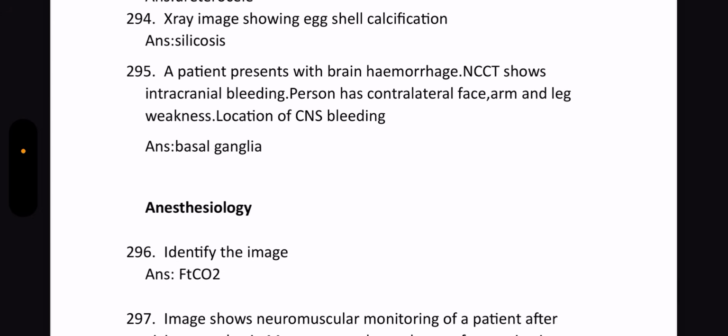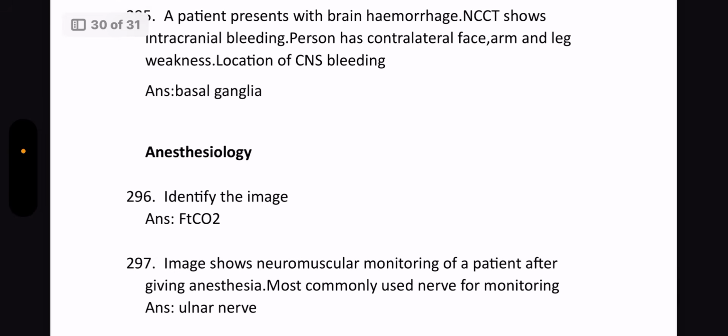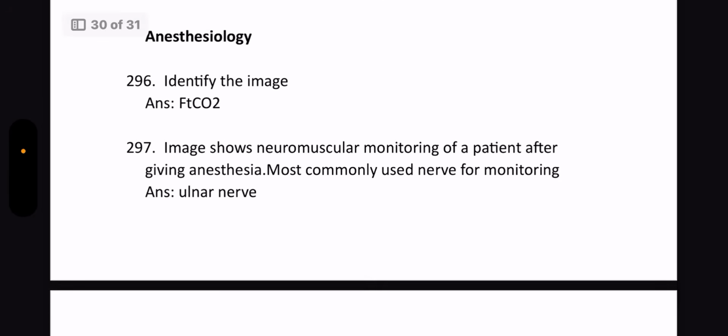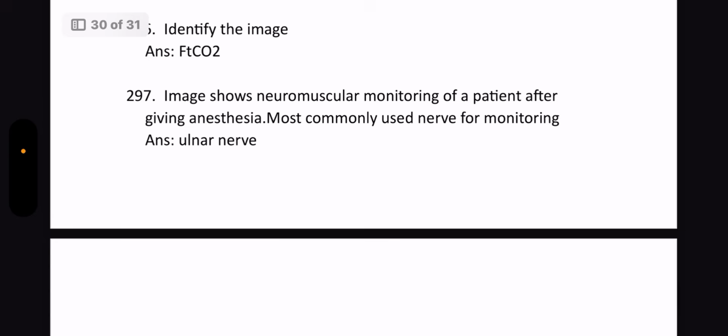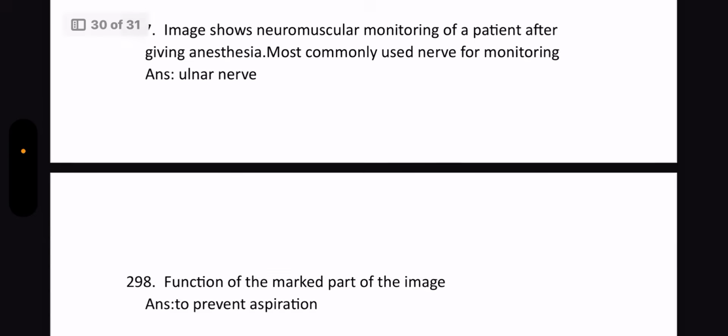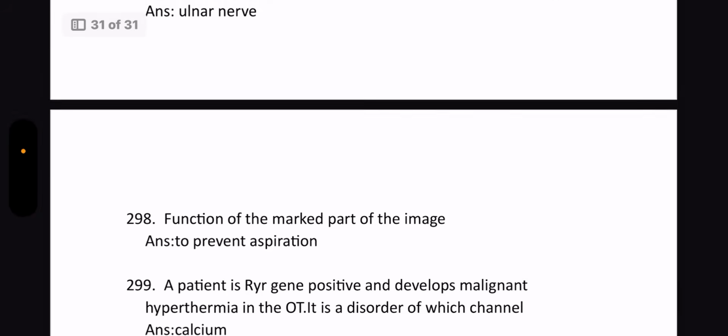Next, X-ray image showing eggshell calcification, silicosis. Next, patient presents with brain hemorrhage, NCCT shows intracranial bleeding. Person has contralateral face, arm and leg weakness. Location of CNS bleeding is basal ganglia. Anesthesiology questions: identify the image, FTCO2 is the answer. Next one, image shows neuromuscular monitoring of a patient after giving anesthesia. Most commonly used nerve is ulnar nerve.